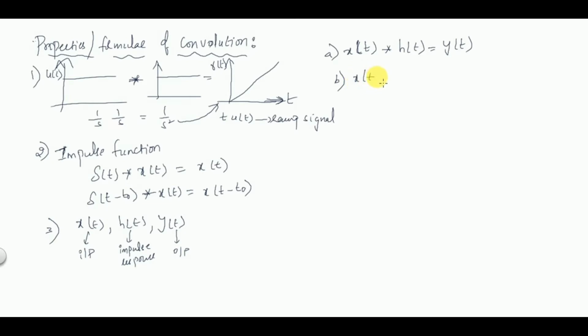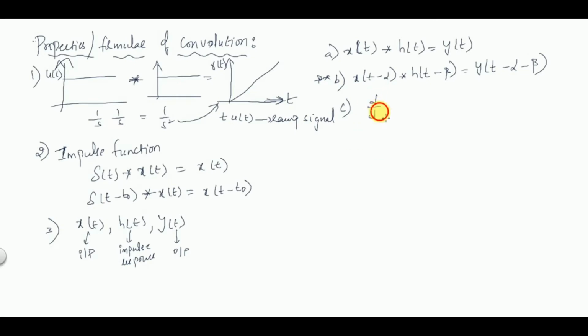B, if x of t is shifted by alpha, and similarly h of t is also shifted by some amount beta, then y of t is shifted by t minus alpha minus beta. Just remember this property, a very important property. We'll solve some problems regarding this also.